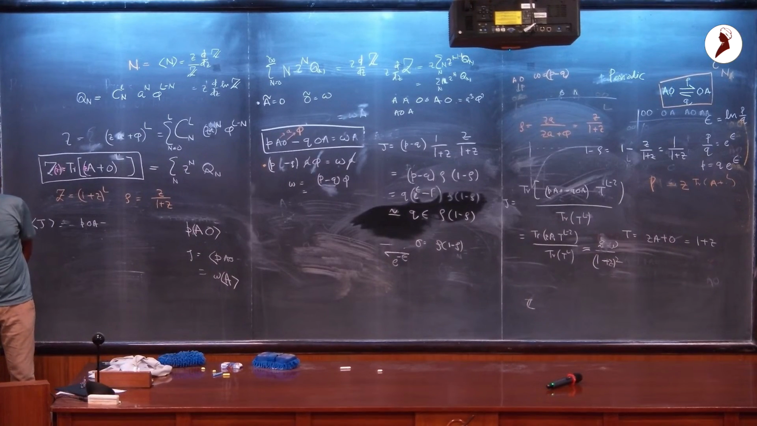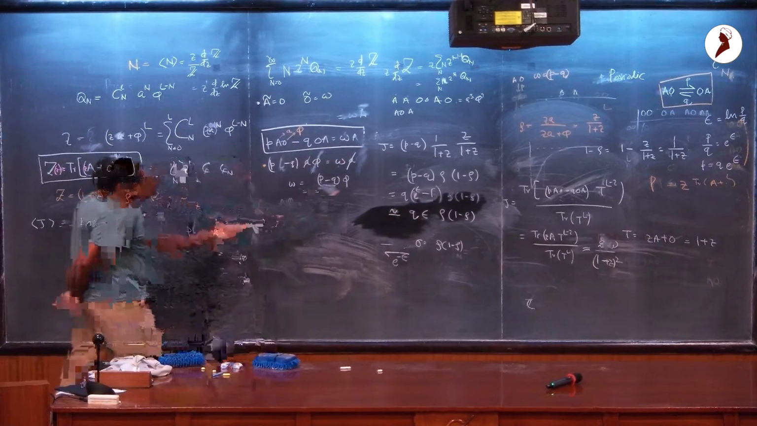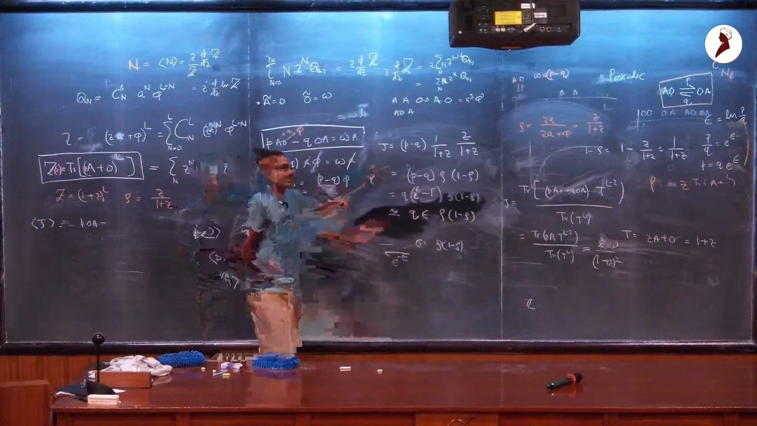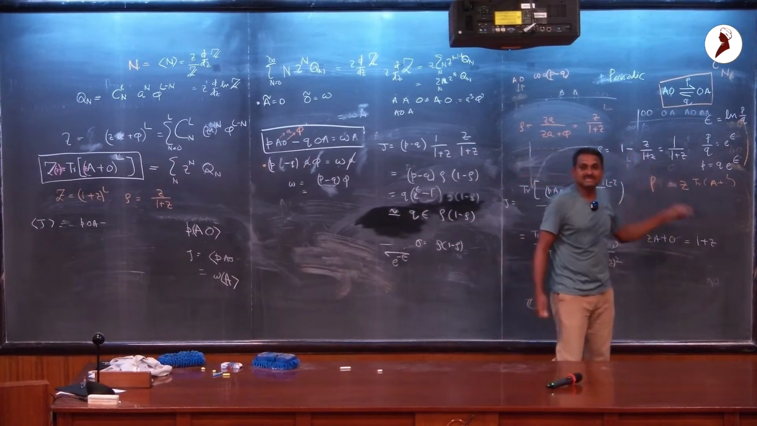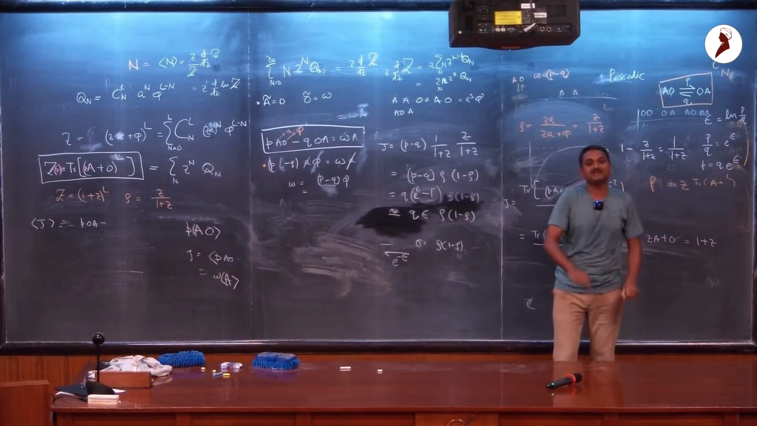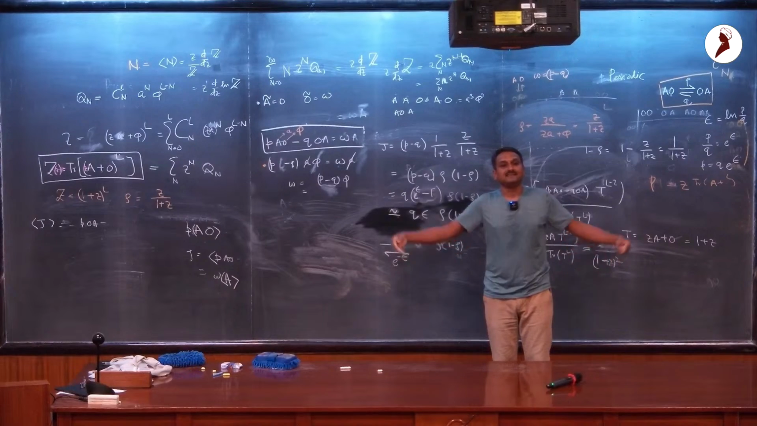Size of the system, yes. In the thermodynamic limit, this is true. Otherwise, you have to correct. I used that rho equal to z by 1 plus z. I'm using a grand canonical ensemble, which is equivalent to the canonical ensemble with a fixed number of particles only when the system is large.